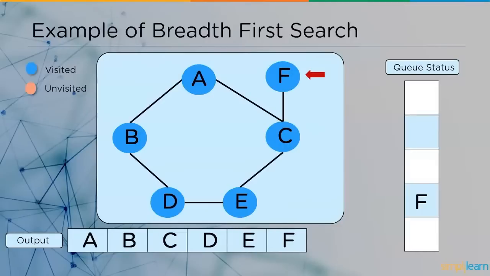Here, the pointer leads to node F, which has no unvisited adjacent nodes. So, we will dequeue F from the queue and the queue is empty. So, we'll come to a halt here. Here's what we got. That is A, B, C, D, E and F.